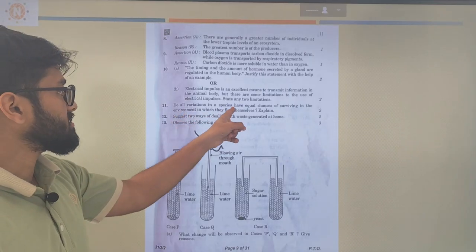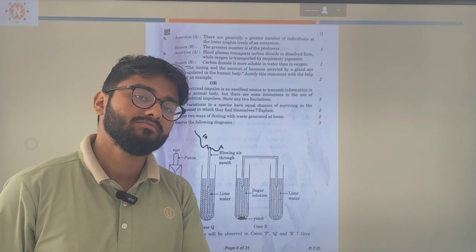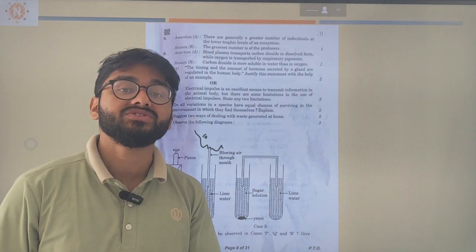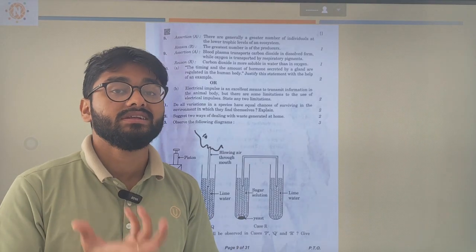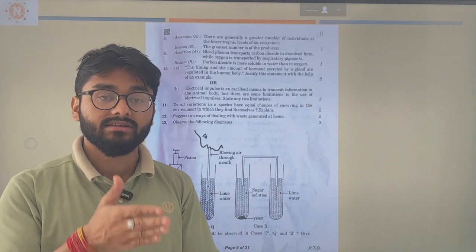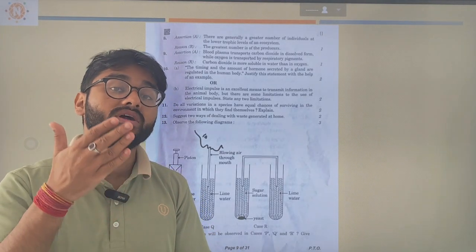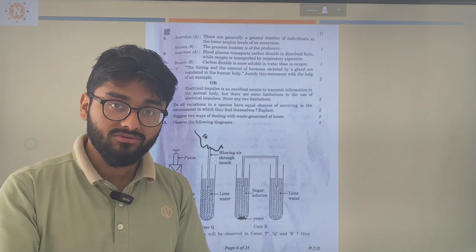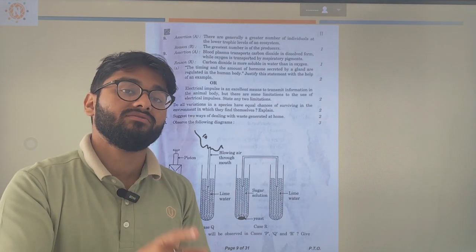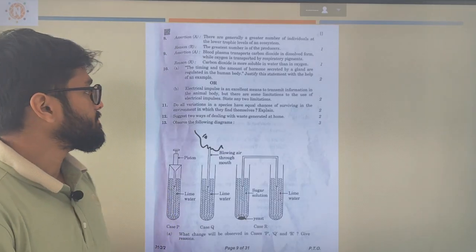11. Do all variations in a species have equal chances? In simple words, no. Why? Because variations are directional. Nature selects for only those that have the potential to outlive or outgrow through survival of the fittest.